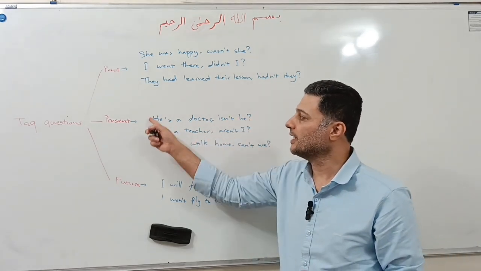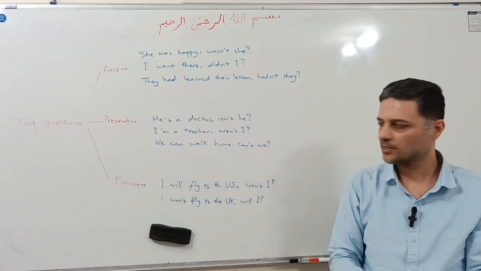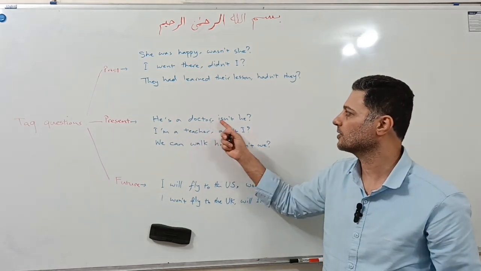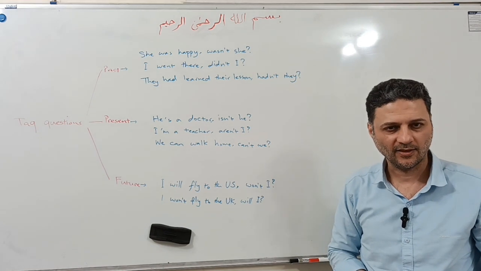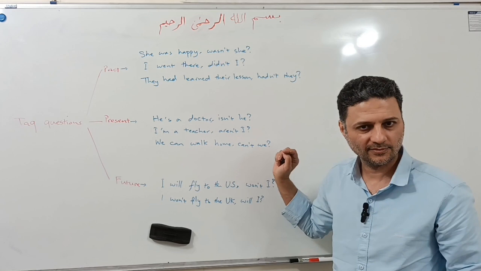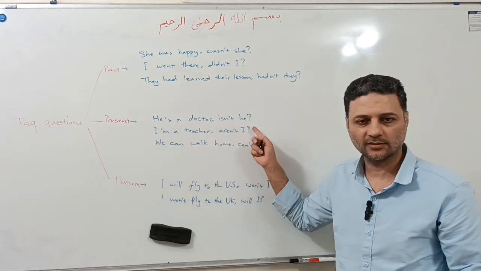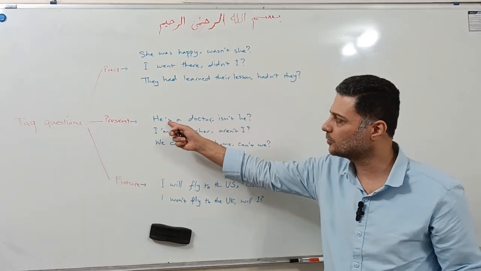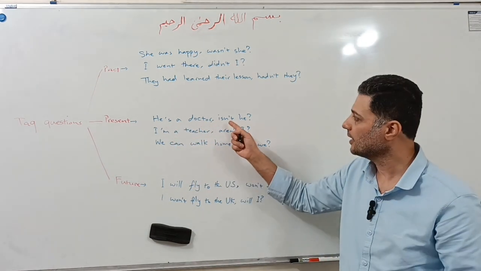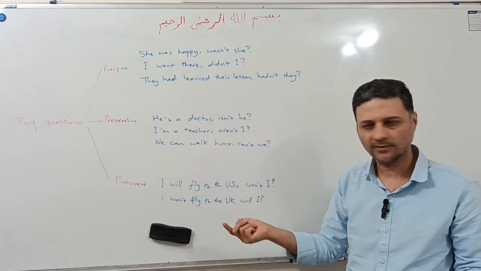Well, the examples I gave you for present tense, for present situations or scenarios, are as follows. He's a doctor, isn't he? If it was negative, he isn't a doctor, is he? Positive, right? Just like that, we use the to be form, which is an auxiliary, after a comma, then not, then the subject pronoun. Very easy, right?